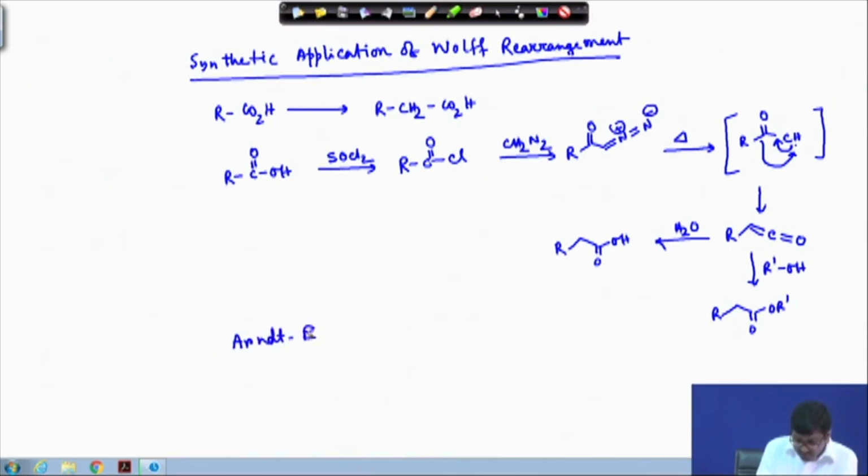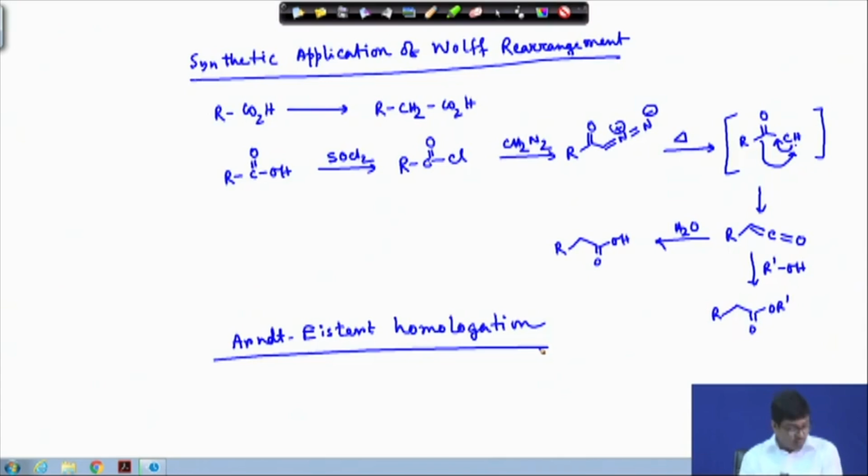the Arndt-Eistert homologation. This method is called the Arndt-Eistert homologation. So, in this way we can simply take one carboxylic acid and increase it by one carbon to get the corresponding carboxylic acid or the corresponding ester. We will now see one of its applications in Arndt-Eistert synthesis.